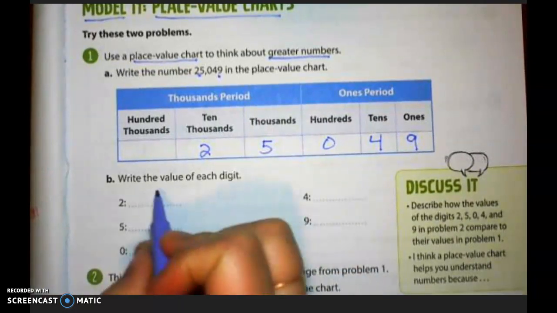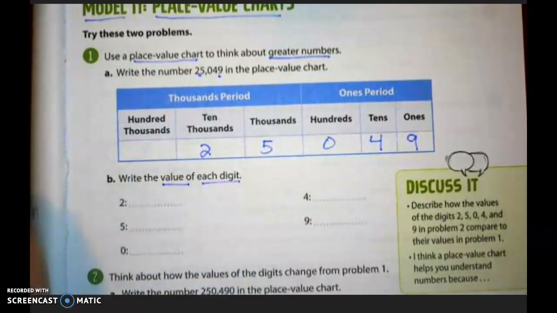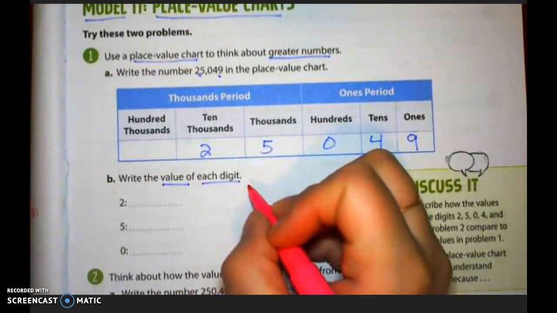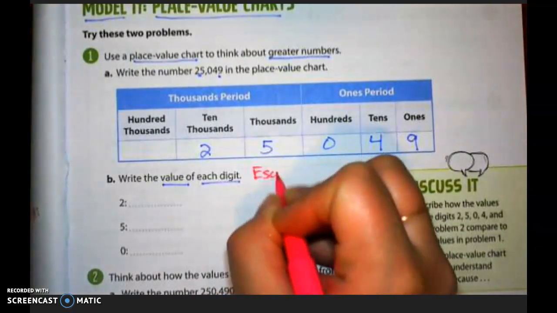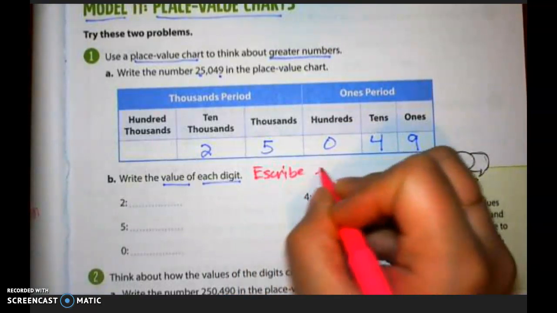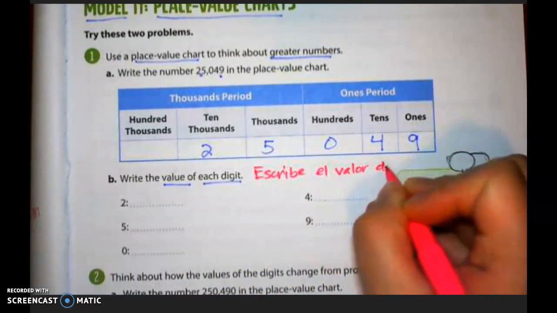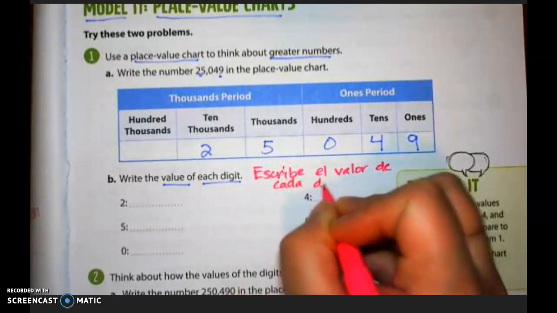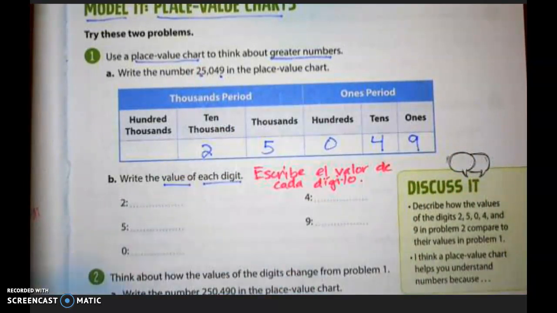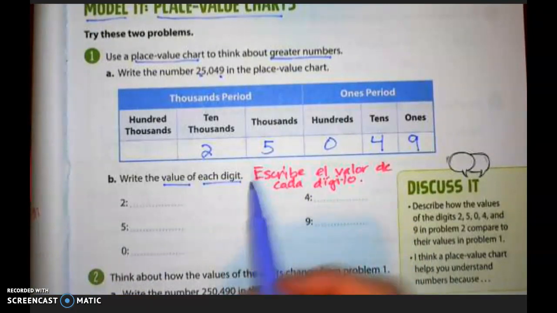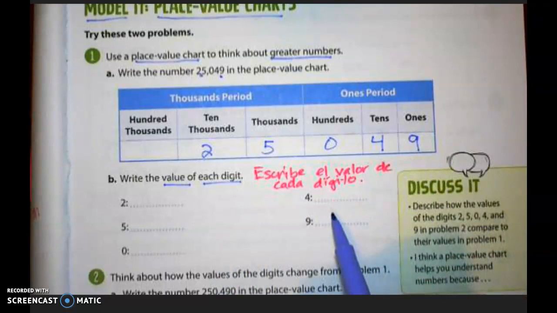Ahora vamos, dice, write the value of each digit. Okay, so escribe el valor de cada dígito. Eso lo voy a poner en español ahí juntito. Empiecen a pensar. Okay, so, ¿cuál es el valor de el? What is the value of the 9? ¿Cuál es el valor? Isaías.